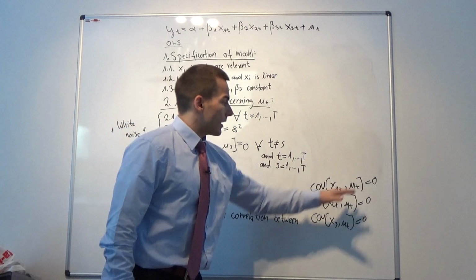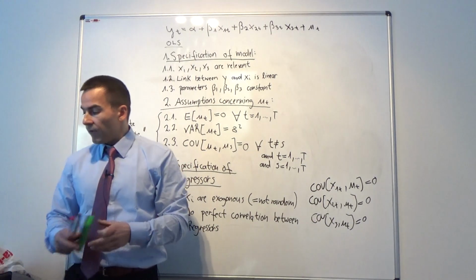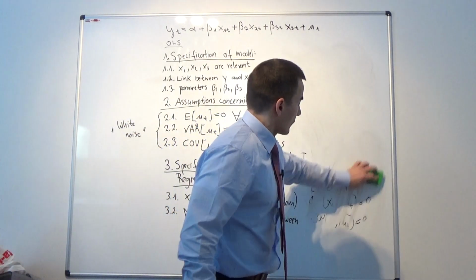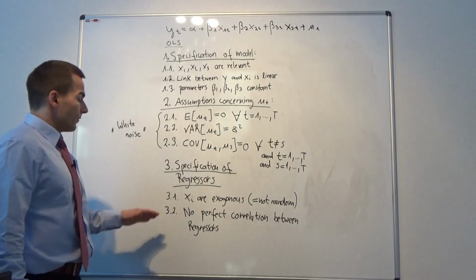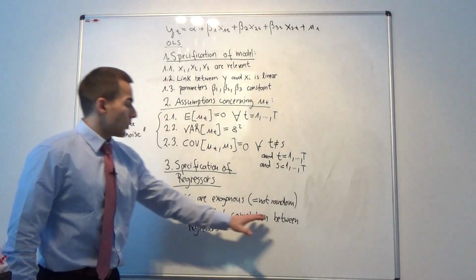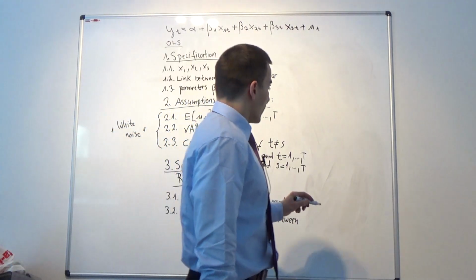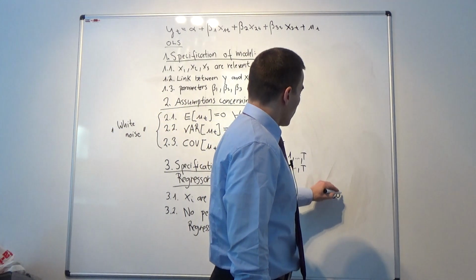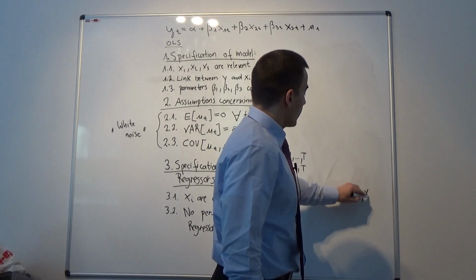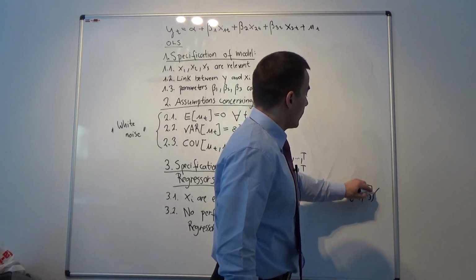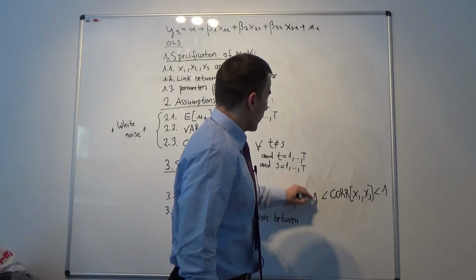So this is an important assumption, as we will see when we derive our models. So the final assumption that we have is that there should be no perfect correlation between the regressors. So what does that mean? It means that the correlation between x1 and x3, for instance, should be smaller than 1 and larger than -1.